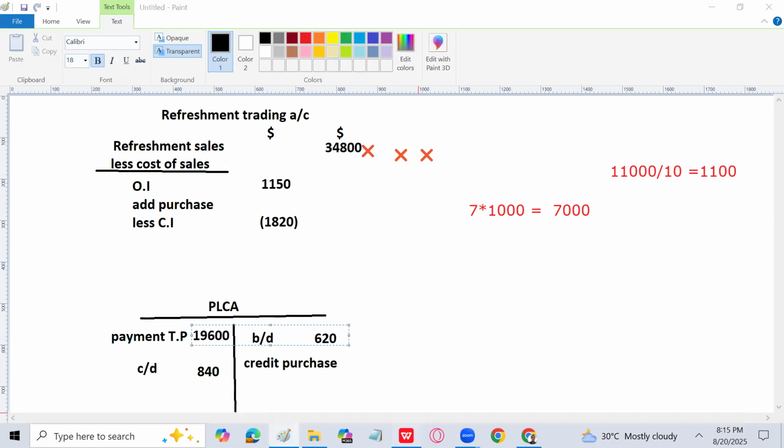And please find the credit purchases. You have to go for the total of the debit side, subtract the credit side to find the total credit purchases.